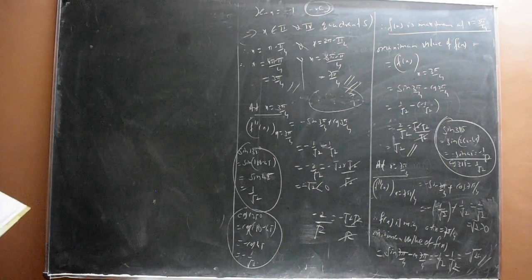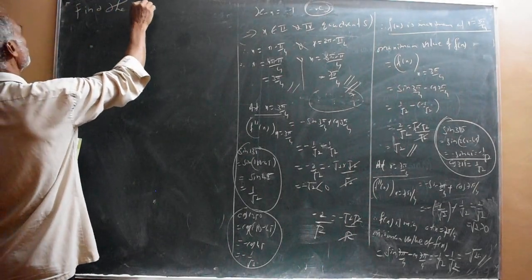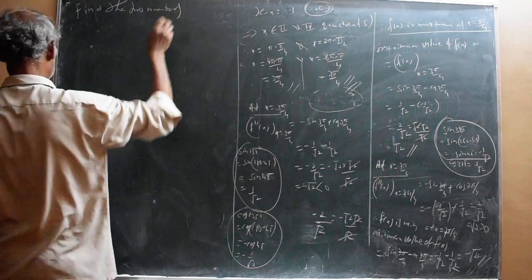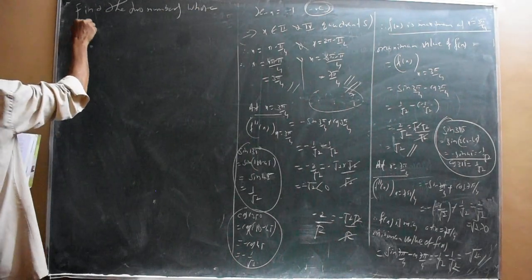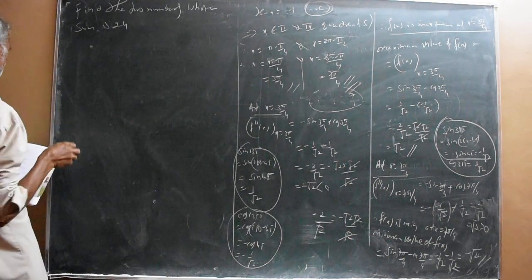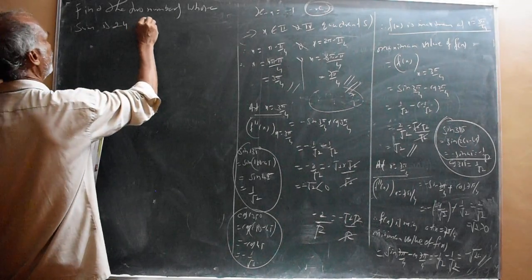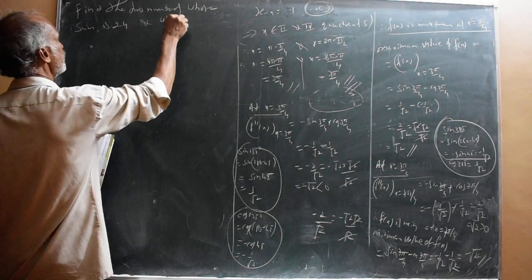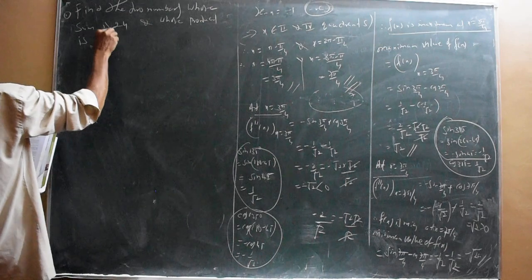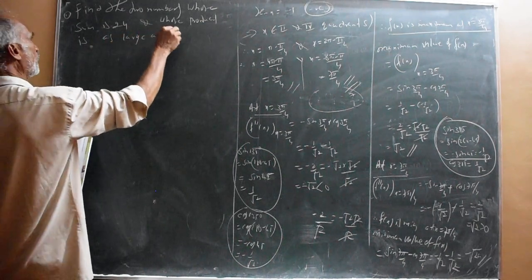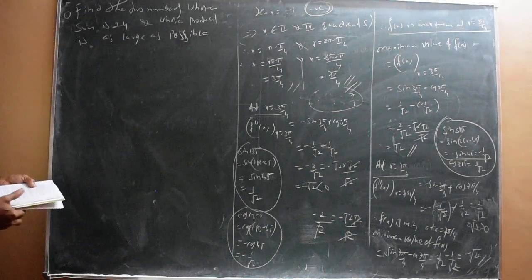Find the two numbers whose sum is 24 and whose product is as large as possible.